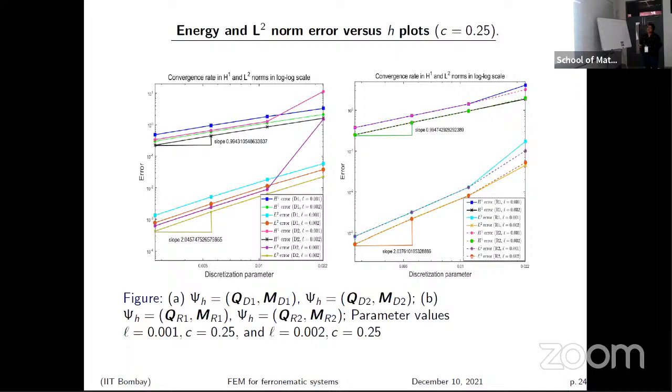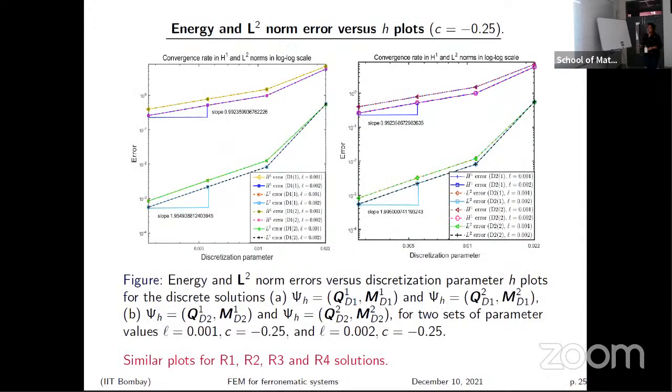These are the plots for C equals 0.25, corresponding to the V1 nematic stable state. This is corresponding to the rotated stable state. This is corresponding to C equals -0.25.